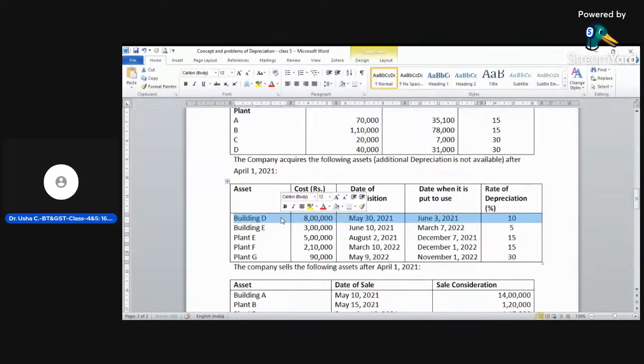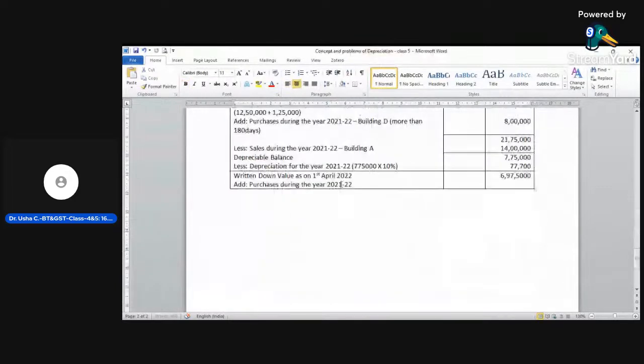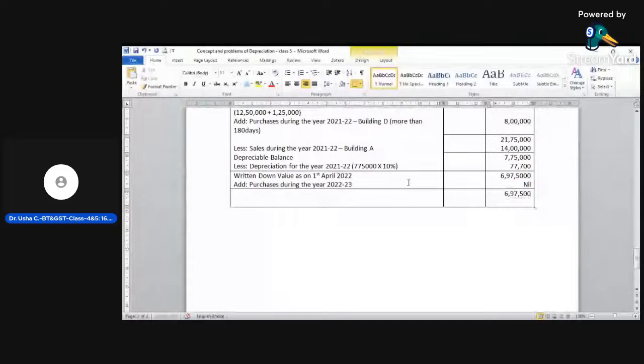Correct? There is no asset at the rate of 10%. In the year, there is no purchase during the year 22-23. During the year 22-23, there is no asset. It is nil. So you can write it as nil. So the balance is 6,97,500, and you should deduct it less sales during the year 2022-23. What is the sales during the year 2022-23?